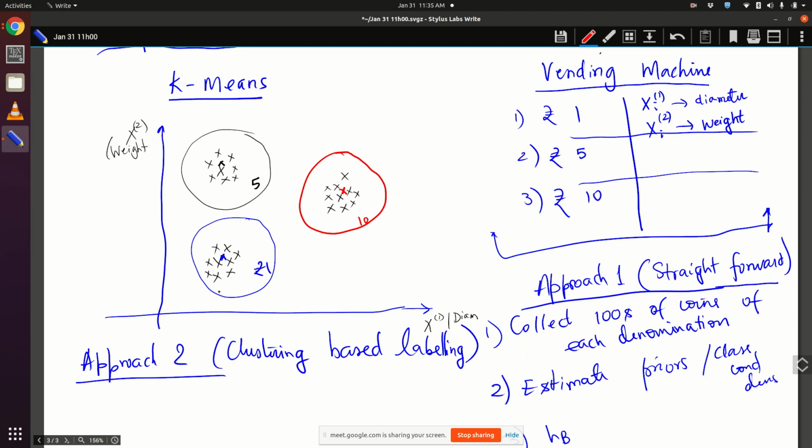Sir, I totally get what clustering is, but for the example that you are mentioning, won't all the 5 rupees coins weigh exactly the same and have exactly the same diameter, since they are being manufactured in a proper way? Yeah. So if that is the case, then we have no variation. This will be a very tight cluster. So what you are saying is a much easier problem. For that, we don't even need to worry too much.